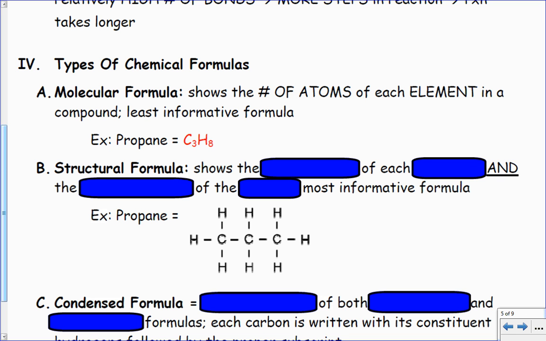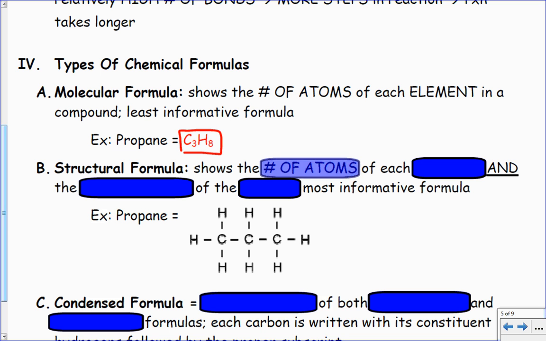It's the least informative formula, aside from the fact that it tells you exactly how many carbons and hydrogens and nitrogens and oxygens are in there. So this is a molecular formula. For the molecule propane, you have 3 carbons and 8 hydrogens. Doesn't tell you much more than that.